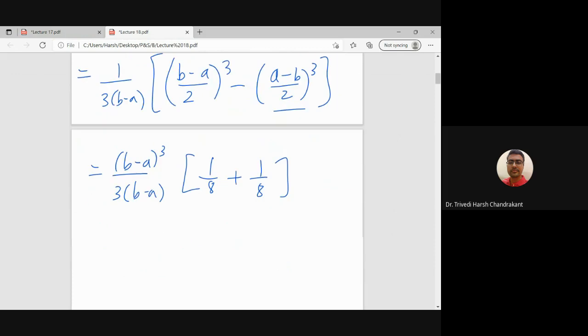Now when we add these, one (b minus a) will cancel out. So in the numerator it will be (b minus a) squared divided by 3 into 4, right? 3 into 4. So the final answer is (b minus a) squared by 12. (b minus a) squared by 12.